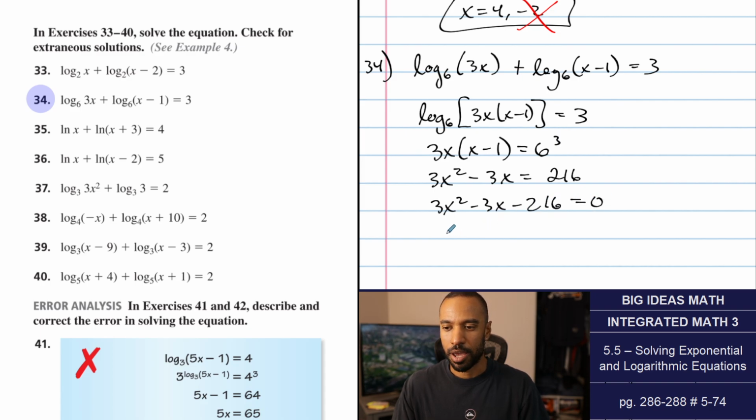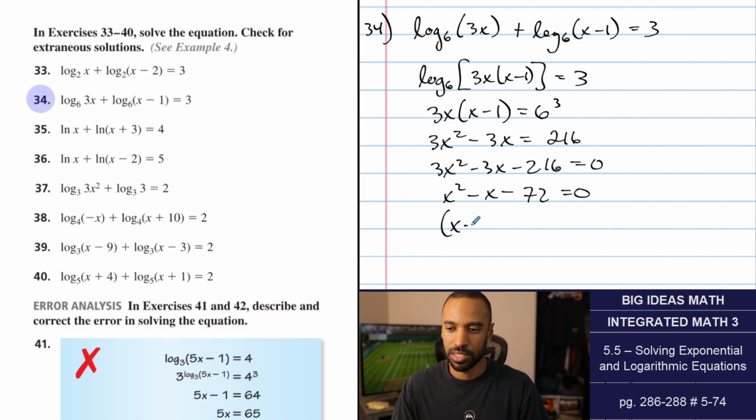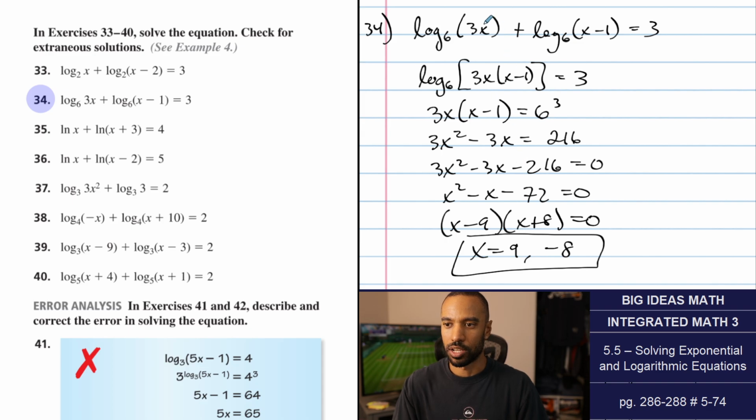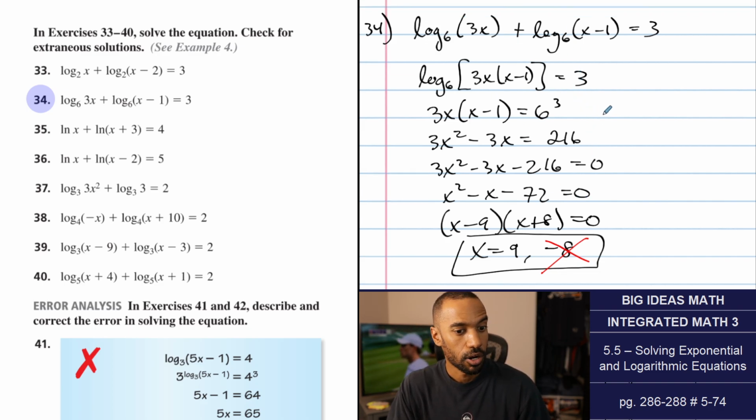Now these can all divide by 3. 72. And that's factorable to negative 9 and positive 8. So x equals 9, x equals negative 8. Now, once again, check for extraneous solutions. Looks like negative 8 will not do. It's more likely than not that the negative answer will be the one that's extraneous, but you have to check on what's actually happening in the original problem. Not always, but if they design the problems the way that they want to, then maybe always. I don't know. We'll see. All right, number 35.